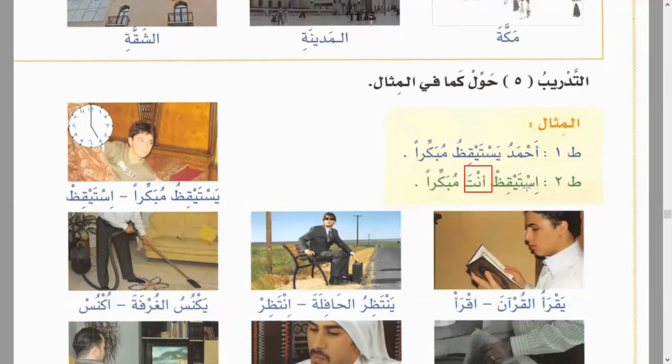Because with the command itself, we understand that we are commanding someone, right? So if you just say istayqid mubakkiran, that's fine. But they just want to show you that it means anta, or it could be brought for stressing something. Istayqid anta mubakkiran is like you wake up early. You should wake up early. It's like a stress.